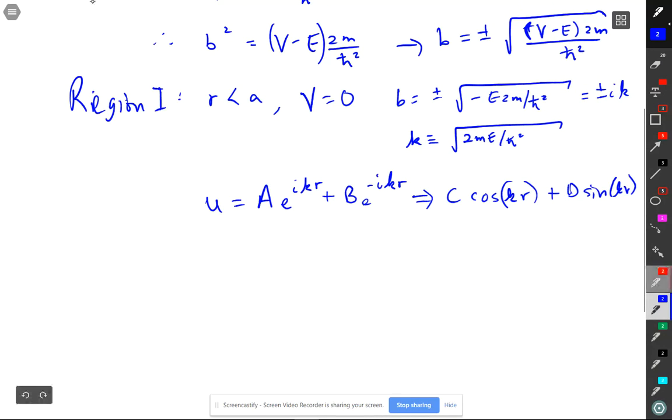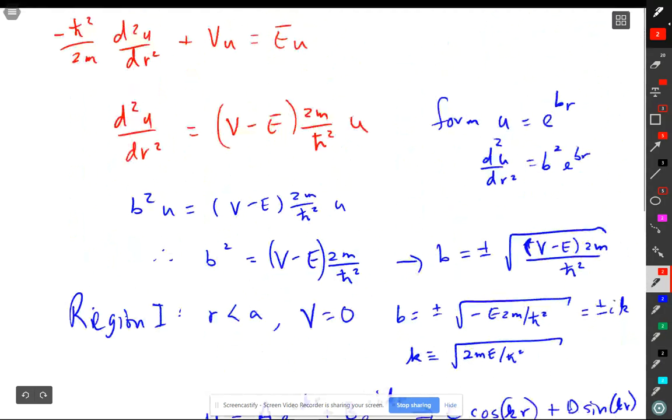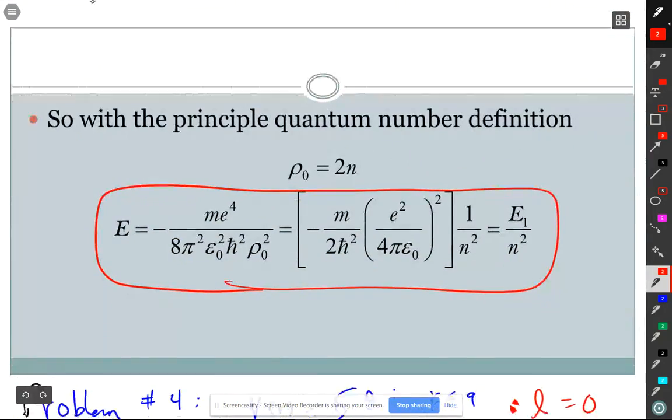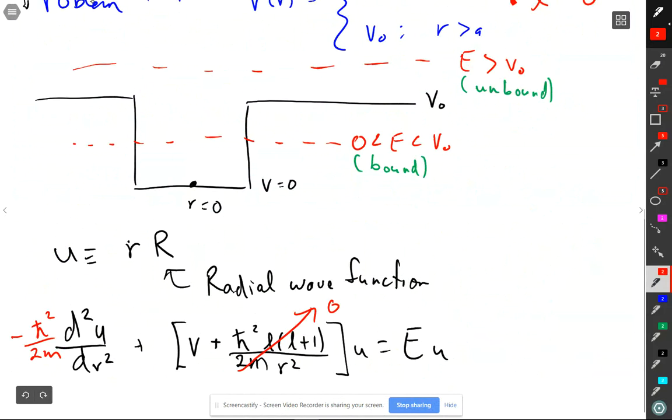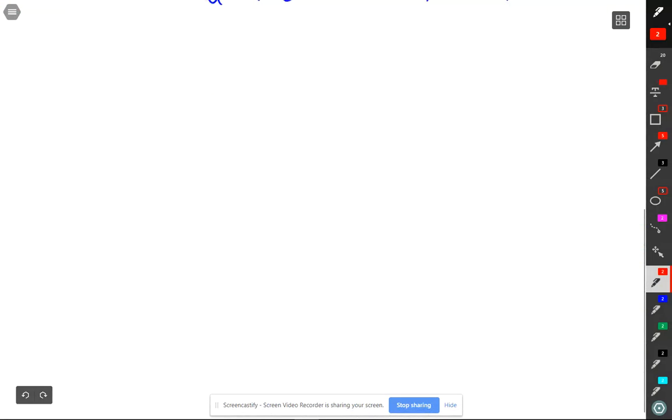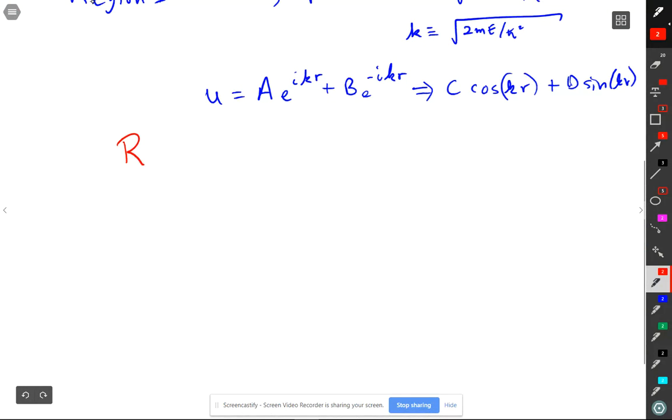Now, as I said, the thing I overlooked when I was working with Chad this morning, this is u. This is not our wave function. It's related to our wave function. So to get our wave function, R is going to be equal to this u divided by r, since u is defined as radius times the R function, the radial function. So if I apply that, R is equal to c over r cosine of kr plus d over r sine of kr.